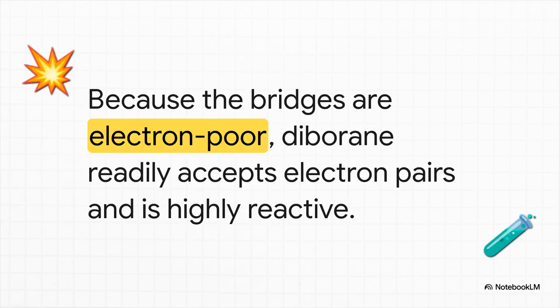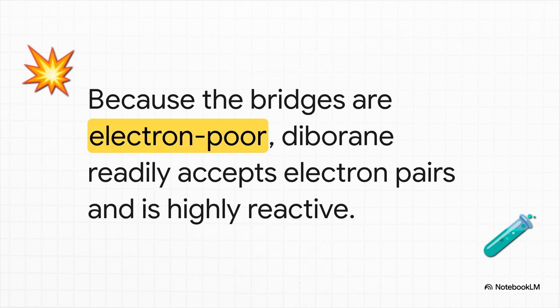So why does any of this matter? Well, those weak electron-poor bridges, they're basically the molecule's Achilles heel. They are sites of chemical reactivity. Other molecules can easily come in and attack and break these bridges, which is what makes diborane a very useful, even if it is very reactive, chemical in fields like organic synthesis.